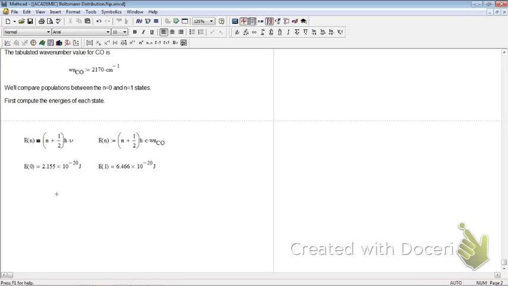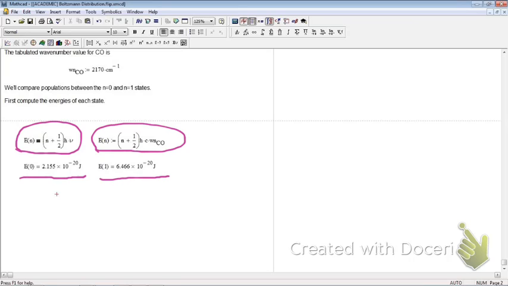Here are the equations for the energies of the various n levels for the vibrational motion. The equation here on the left is in terms of the frequency of the vibration, nu. The equation here on the right is modified so that we can use wave numbers instead of frequency. In this case, when we do the calculation, we find that the energy corresponding to the 0 level is given here. The energy corresponding to level 1 is given here.